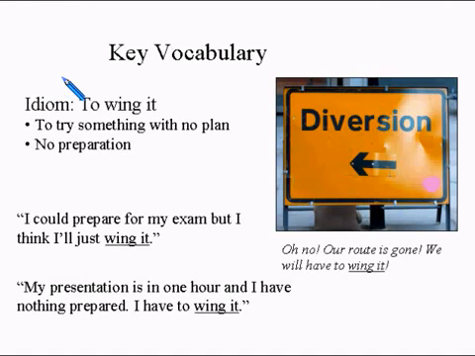Our key vocabulary starts with an idiom, to wing it, which means to try something with no plan, or to have no preparation at all. For example, I could prepare for my exam, but I think I'll just wing it. That means you're not going to study. No studying, just do the exam. You're going to wing it.